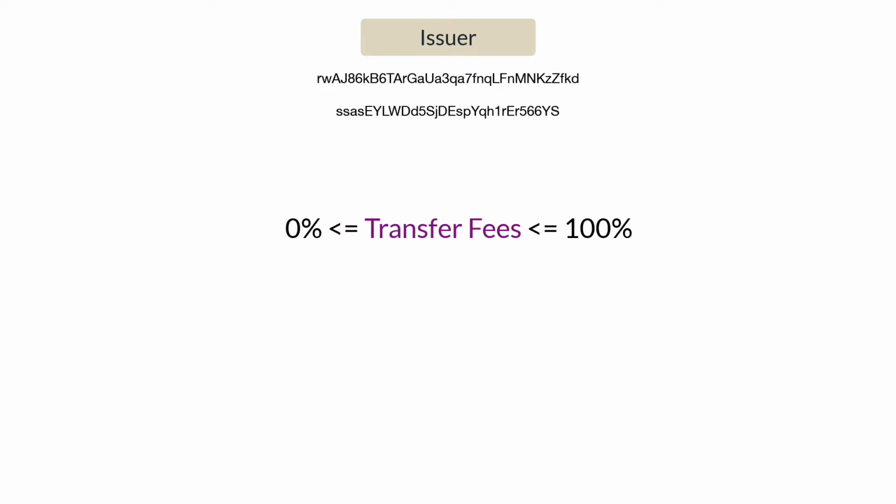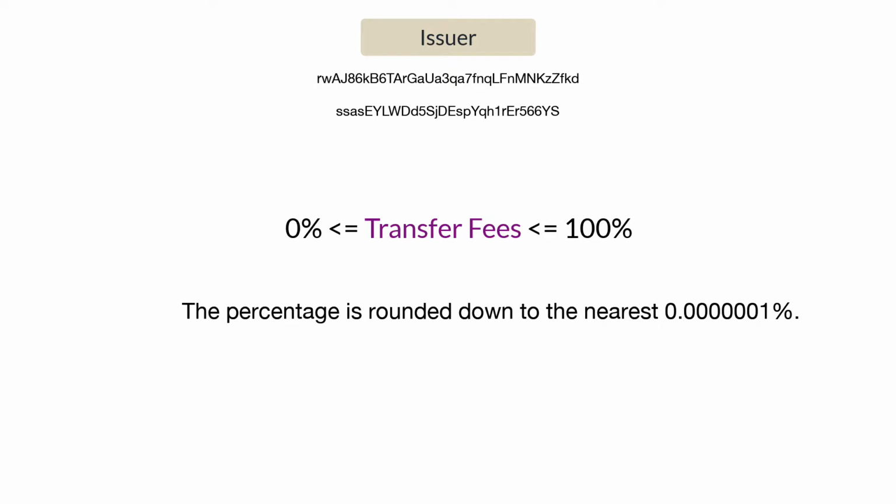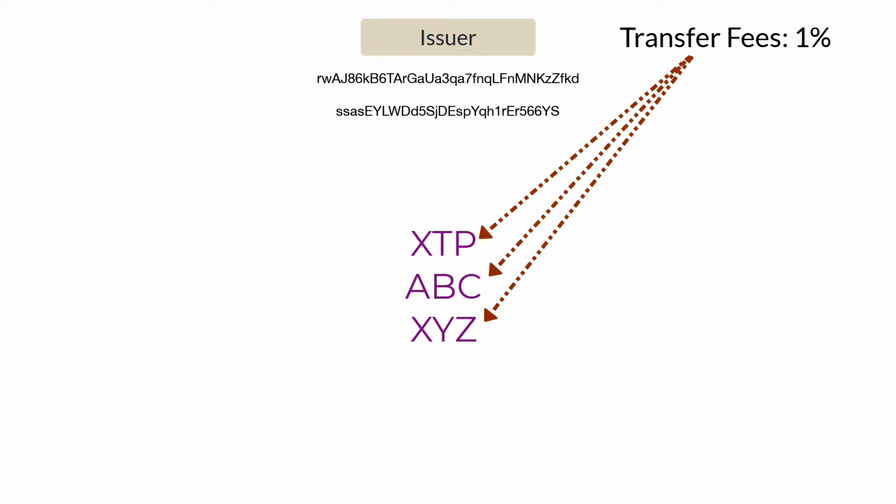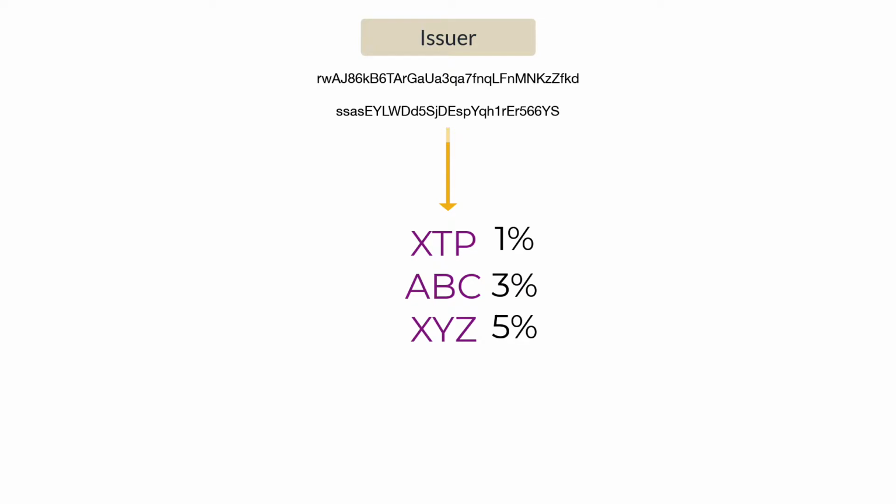The first thing is the transfer fee should be between 0% and 100%. You can't go below 0% and you can't go above 100%. That's one key thing. And the second thing is the same transfer fee applies to all the tokens issued by the same account. If you want to have different transfer fees for different tokens, use multiple issuing addresses. You can't have the same issuer issuing multiple tokens and have different transfer fees for each of these tokens. You should issue these tokens from different issuing addresses.